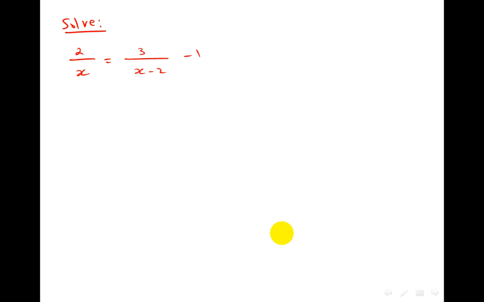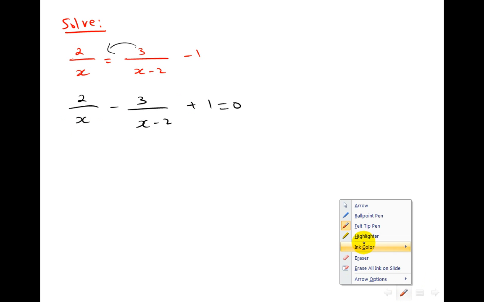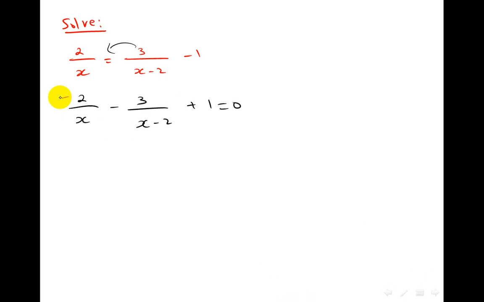Now here the first thing is bring everything to the other side and make it equal to 0. That means this one, when it goes to the other side, it will be minus, and this minus will be changed to plus. Now you have to multiply both sides by the LCM of this one to get rid of the fraction, to get rid of this denominator. So here you have over 1, so the LCD, or the LCM, will be x and x minus 2. It will be multiplied in both sides.